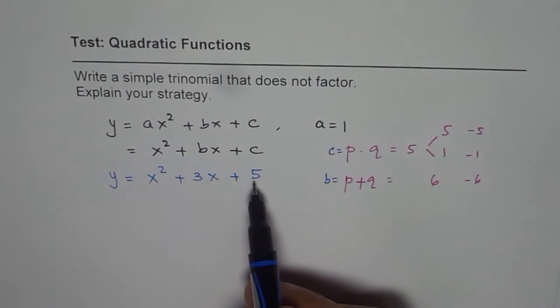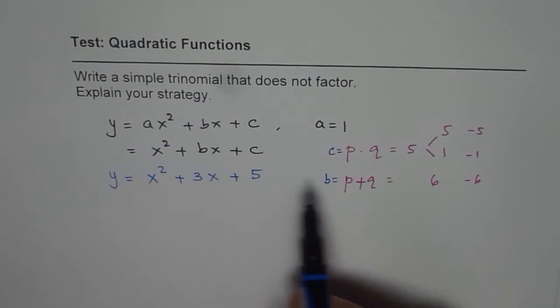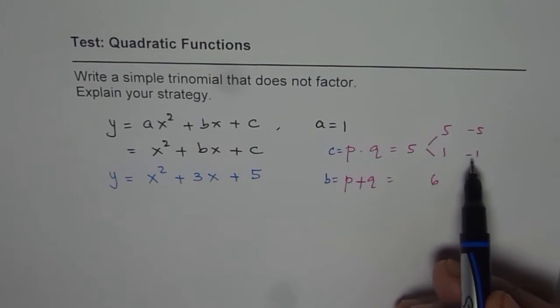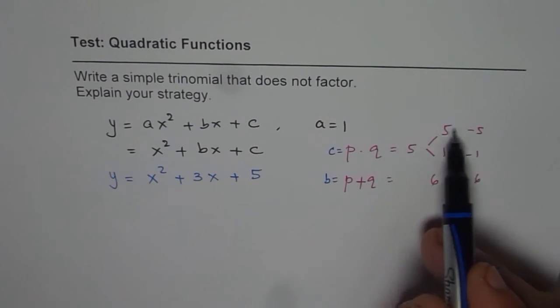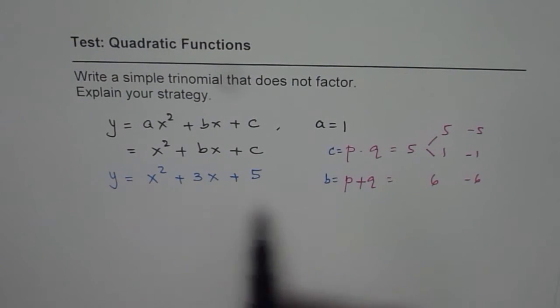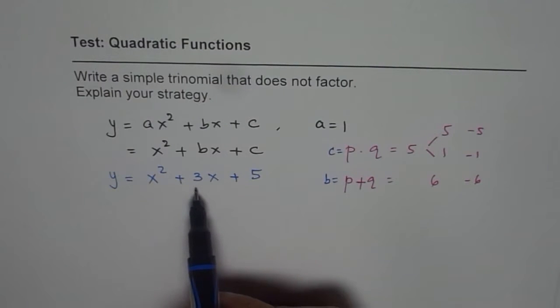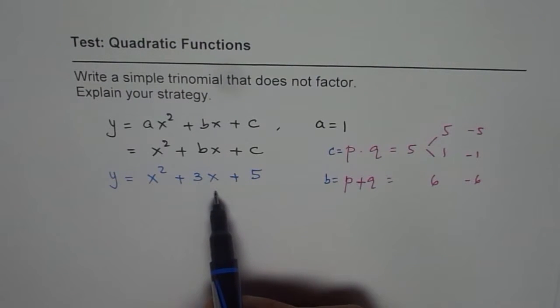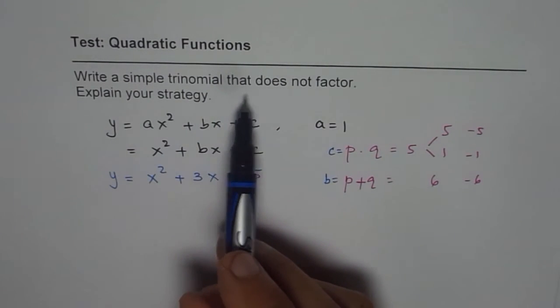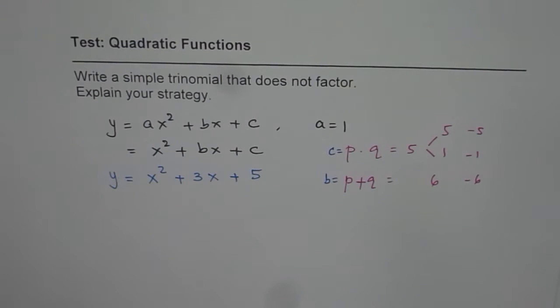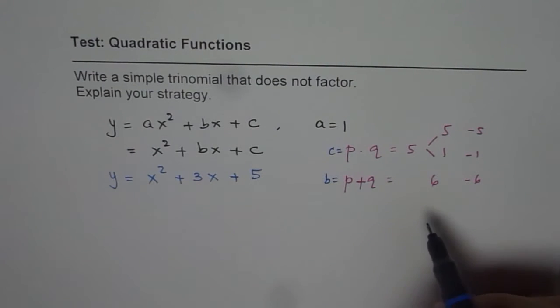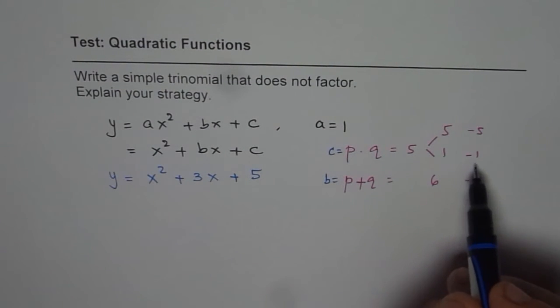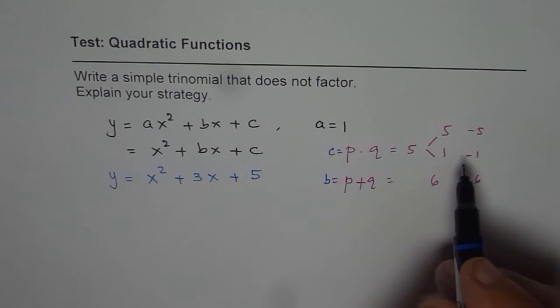Now as you know, product of 5 means it is either 5 times 1 or minus 5 times minus 1. In those cases, we get plus or minus 6 as the value of B. But if I write 3, it won't work. Do you see that? So that is how you can write a simple trinomial that does not factor, and that is the explanation. You can write any number of trinomials in this fashion, but I will suggest always taking a prime number so that we don't land up in many situations.